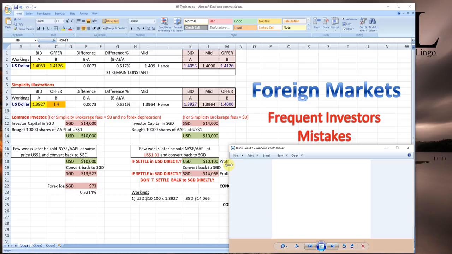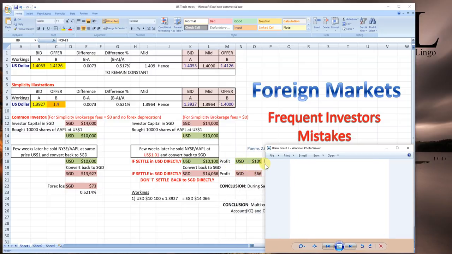So he probably has made a $100 USD profit. Now if he were to convert it back to Sing dollars, you notice that with this 10,100 USD, we'll convert it back at this price, 1.3927, which is the bid price. The investor only gets back $14,066, which we work out over here. So you notice that this Sing dollar difference here is only 66 when he made 100 USD. You probably will be very alarmed or very shocked in this area.